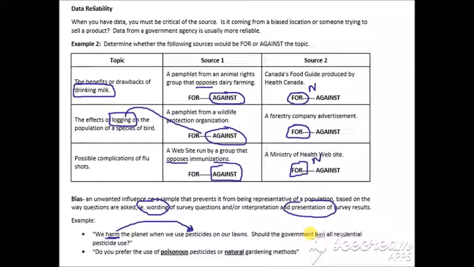But that question would be biased. Okay, do you prefer the use of poisonous pesticides or natural gardening methods? Again, poisonous versus natural. Obviously you're not going to say, I love poison, right? So just like the connotation behind the wording, it makes it biased.